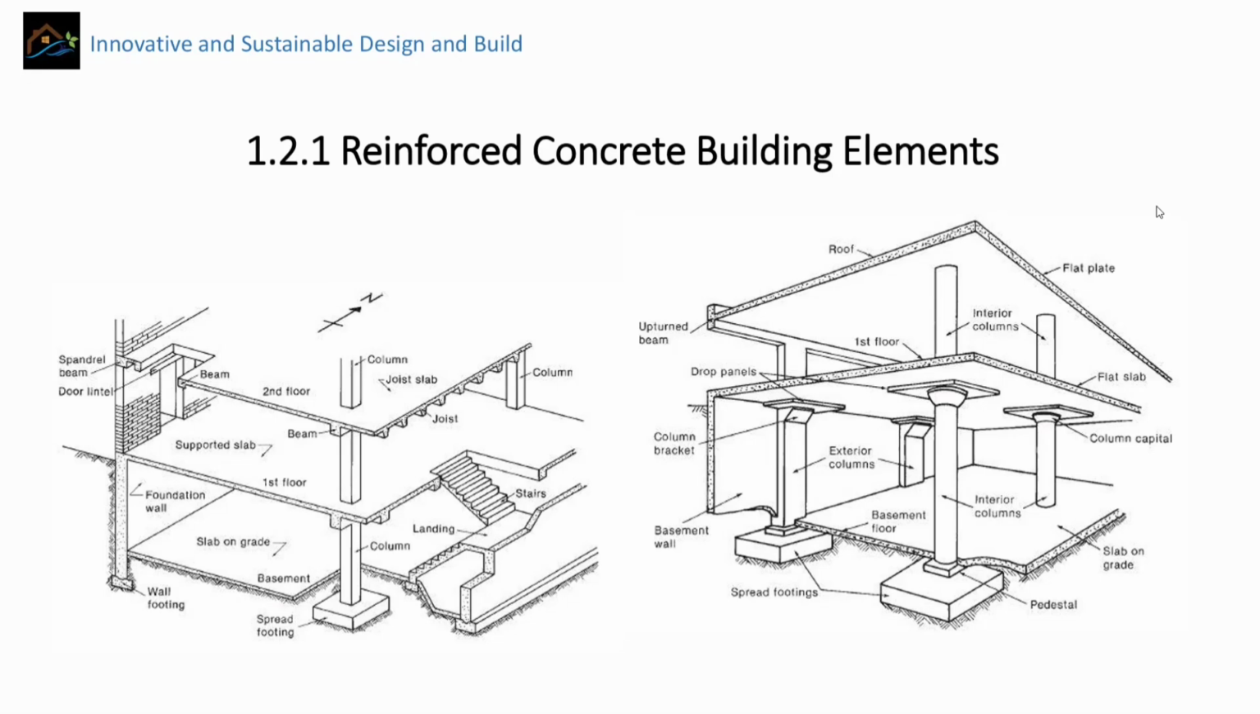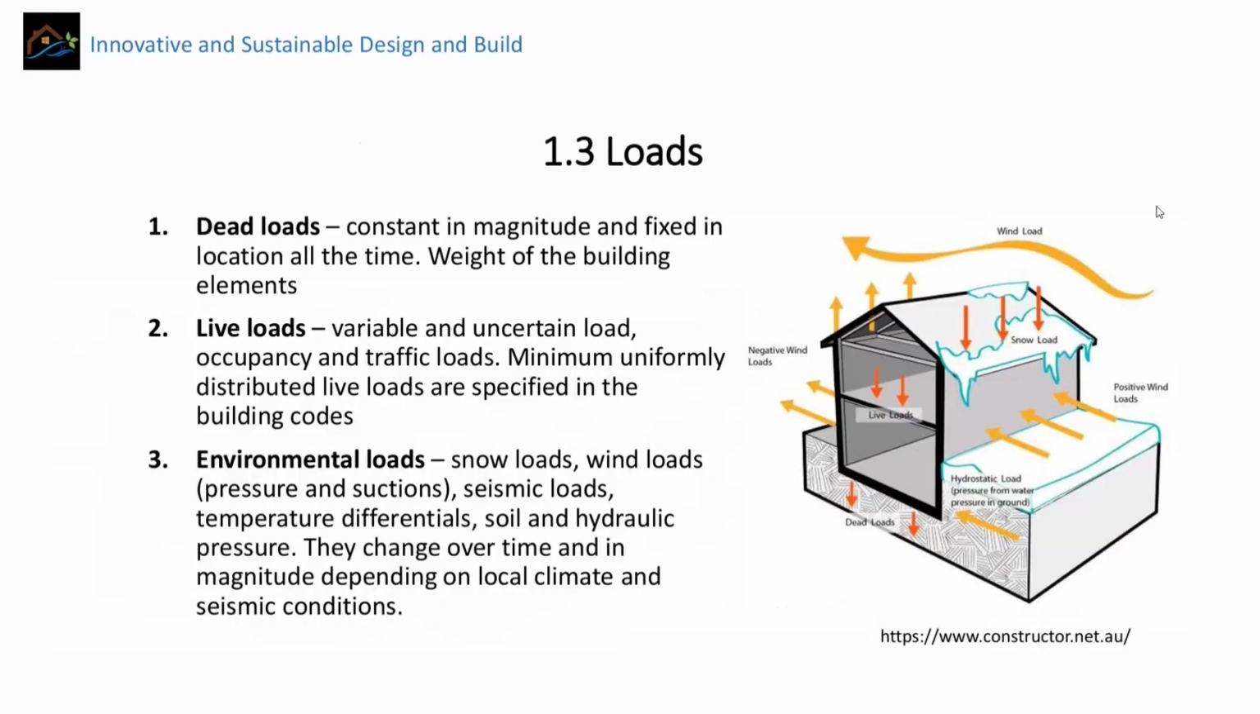For the walls, we might have various types of walls. And for the beams, we might also have various types. For the footings, we have various types, like isolated foundation and wall foundation, and there are so many types of shapes and forms available for each specific building element. It has to withstand the loads. We might have wind loads, we might have seismic loads, and overall we can classify these loads into three types.